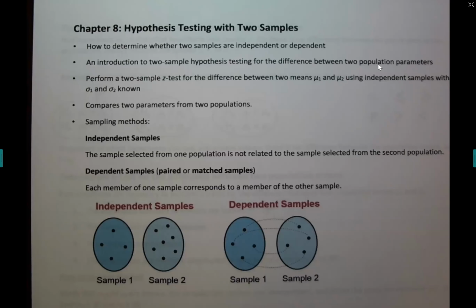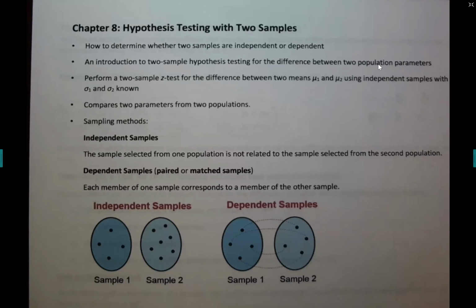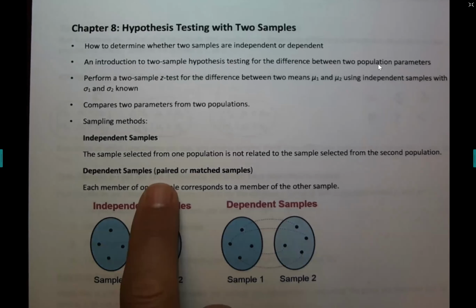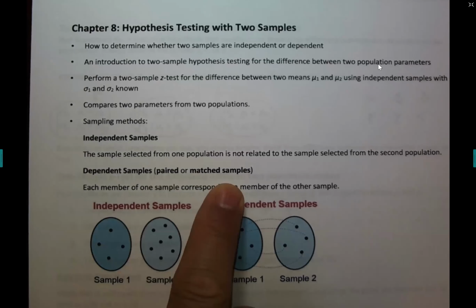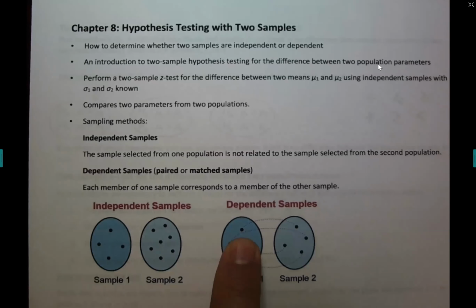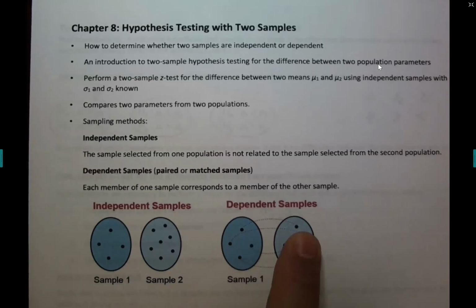Okay, so we're talking about dependent and independent samples. Yesterday we defined independent samples: if the sample selected from one population is not related to the sample selected from the second population, we call them independent. But if they are related, then we call them dependent, or paired or matched samples, like you match one item from one sample with another item in the second sample. These are dependent samples.